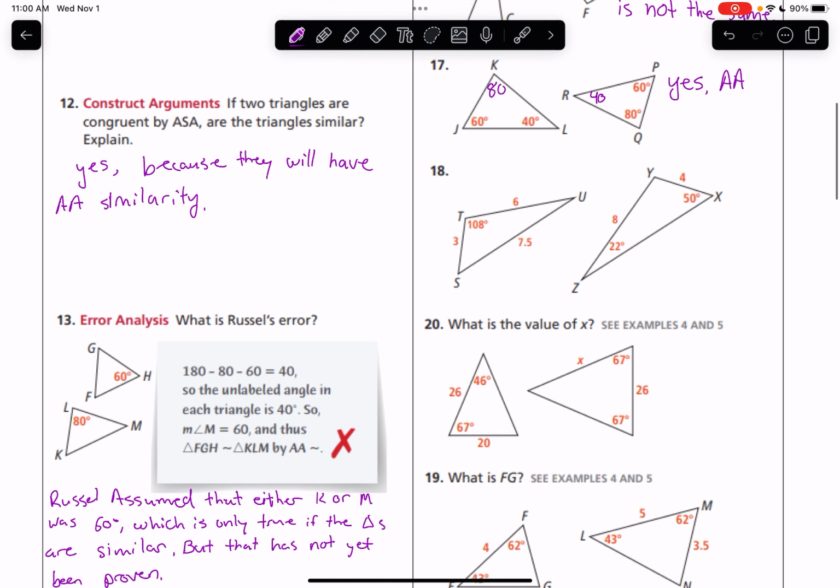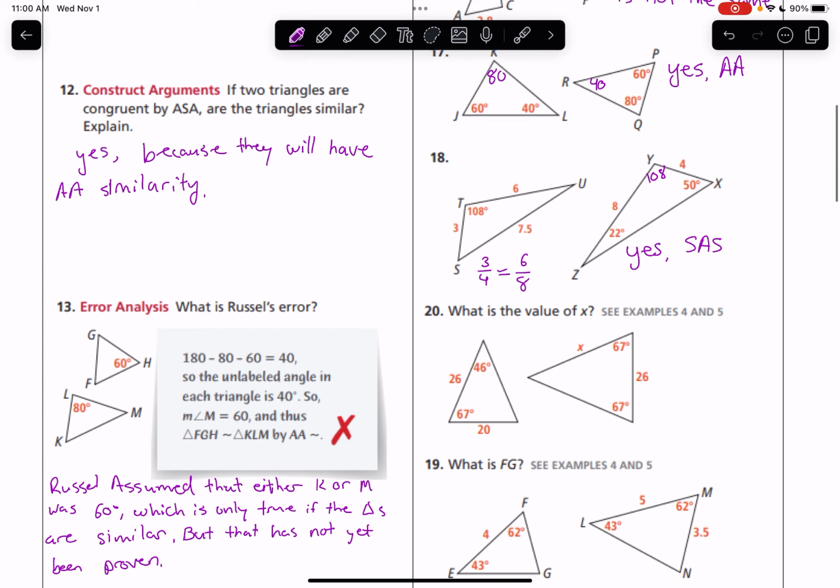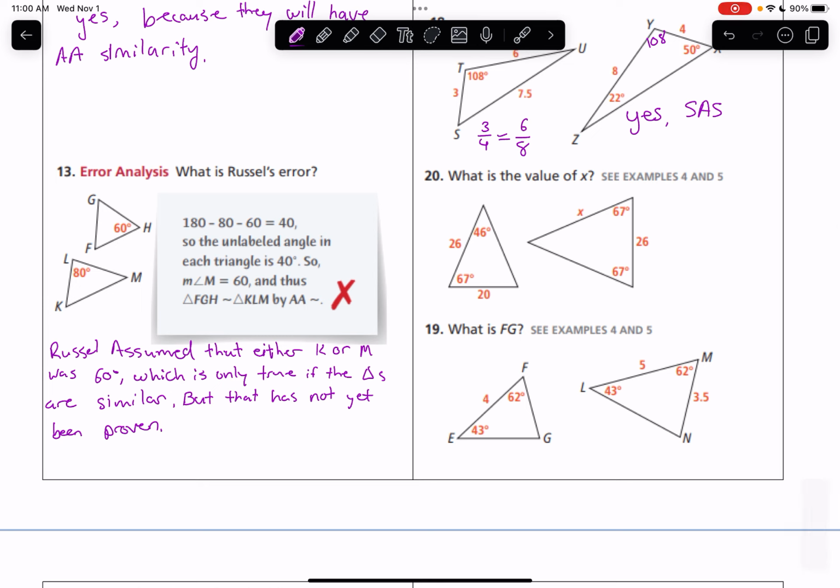Number 18, I have a 108 degree angle, and I have on the other triangle a 22 and a 50, which if I subtract from 180 makes a 108 degree angle there. And I have a 6 as my long side and an 8 as my long side of the other triangle, a 3 as the short side and a 4 as the short side of the other triangle. And I know that 3/4 is equal to 6/8. So there's a ratio between those two sides, which means that yes, these triangles are similar by side, angle, side similarity.